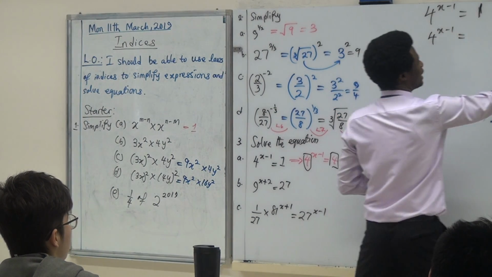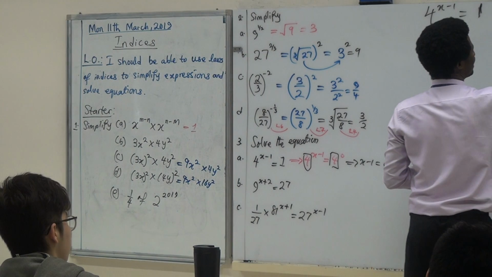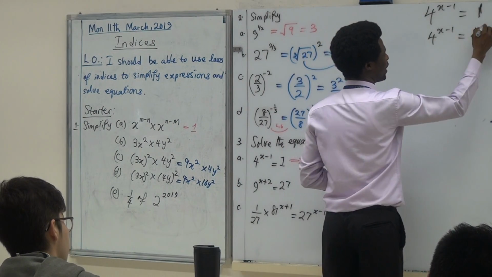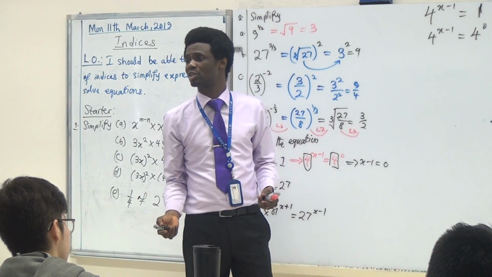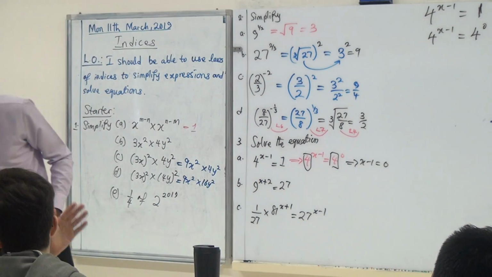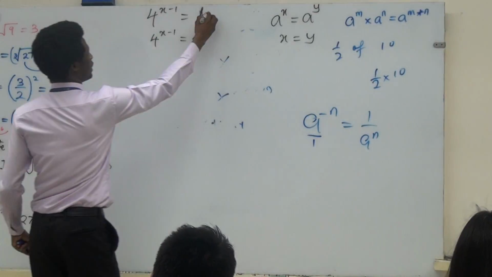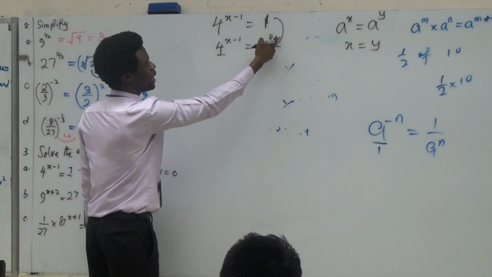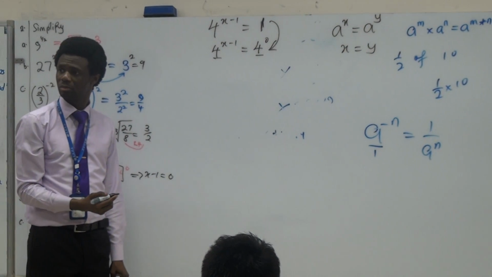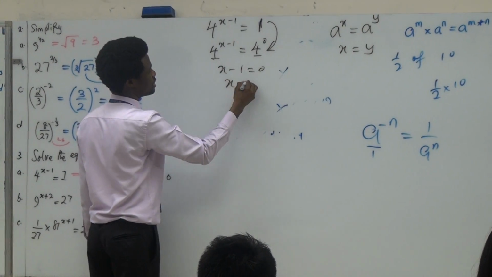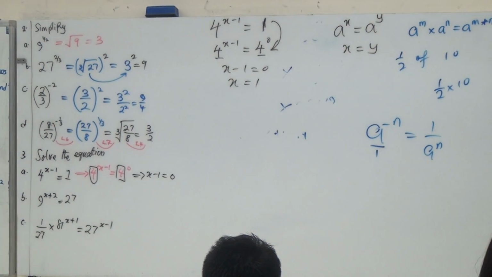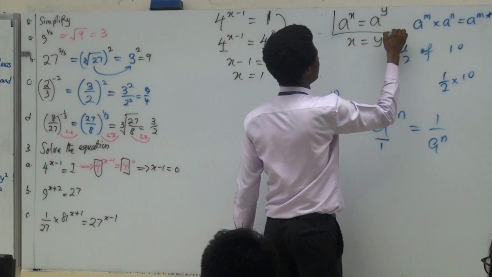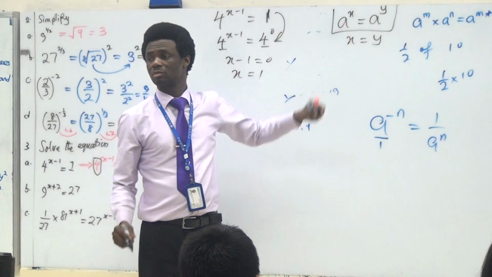So I can leave this as that. I need to have this. If I can have a to the power x, a to the power y, then I could say x is equal to y. That's what I'm trying to do. So this would be 4 to the power 0, because anything to the power 0 is 1, according to law 3. So this is the same as this. Now that I have the same base, I can compare the powers, then the powers must be equal. So if x minus 1 is equal to 0, then it's easy to solve, x is equal to 1. So for all these questions, the idea is for you to get to this point. This is your objective.